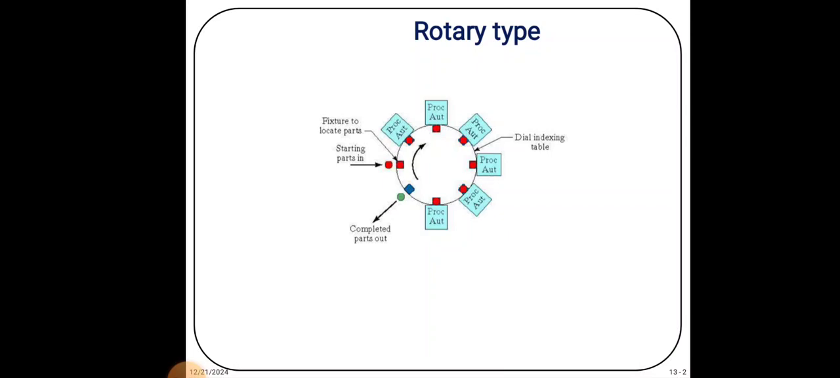Then the advantages: a compact design that is space efficient compared to the inline system, especially in environments with limited floor space. Reduced space requirements and increased throughput, which allow faster processing time for certain operations due to continuous rotation. Then the disadvantages are complex setups and limited flexibility.